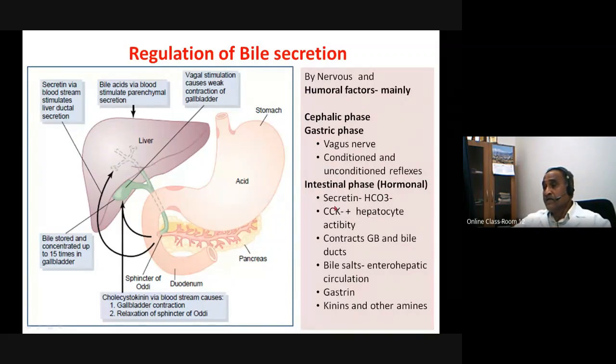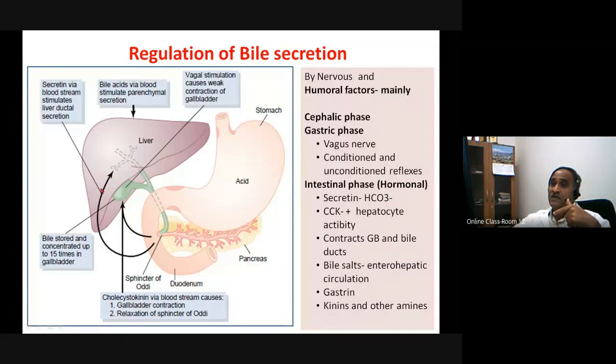In the intestinal phase, the first part of the duodenum secretes secretin. The secretin increases the HCO3 secretion from the hepatocytes. HCO3 secretion, that is the bile acid independent mechanism. Then we have the CCK, the cholecystokinin.